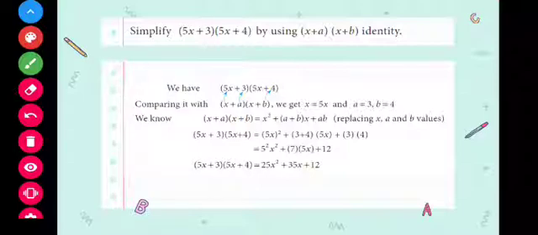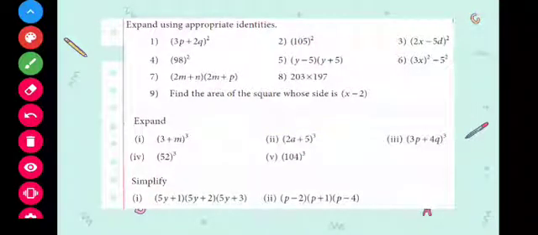You can pause the screen and take a screenshot as usual, or you can pause the screen and take down the notes, take down the questions in your note and solve it on your own. Okay, as you wish. So here comes the assignment question. You can copy it down. The first question is expand using appropriate identities. There are 9 questions given, and in each question you have to use a particular identity to solve.